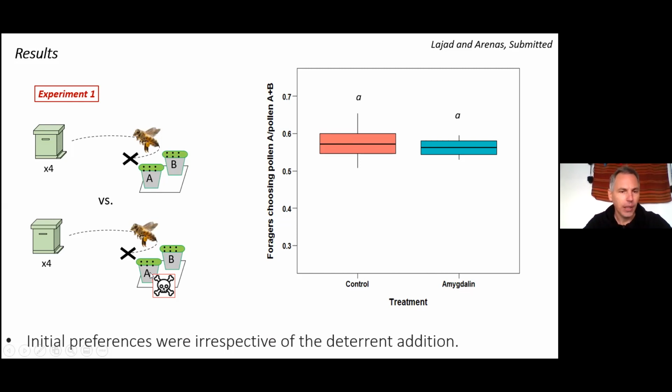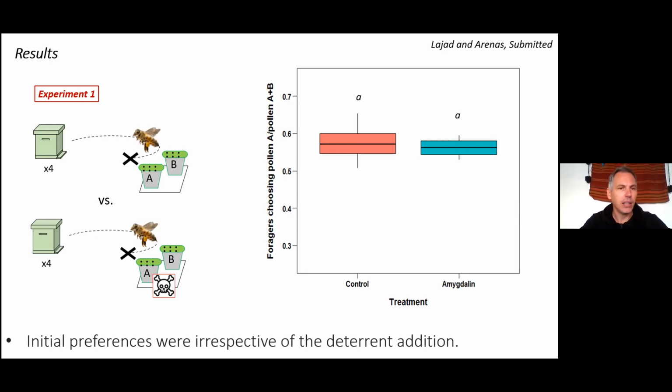Because pollen A was adulterated with amygdalin, the foraging preferences of both groups of colonies were similar. There are no differences, indicating that these initial preferences were irrespective of the deterrent addition.